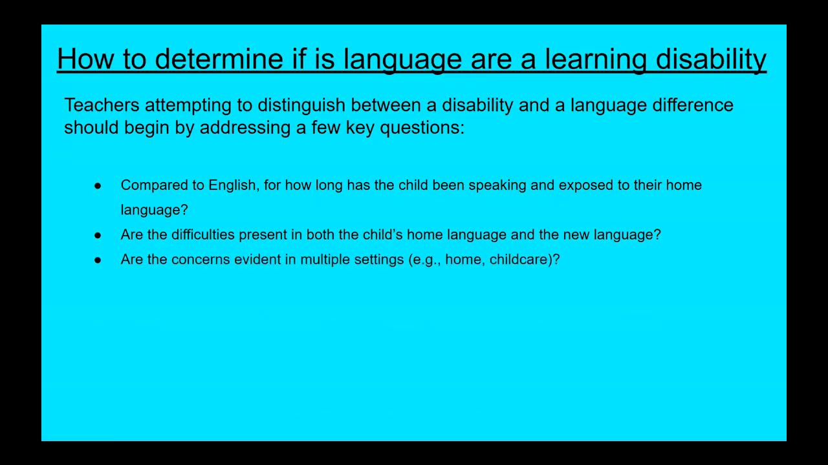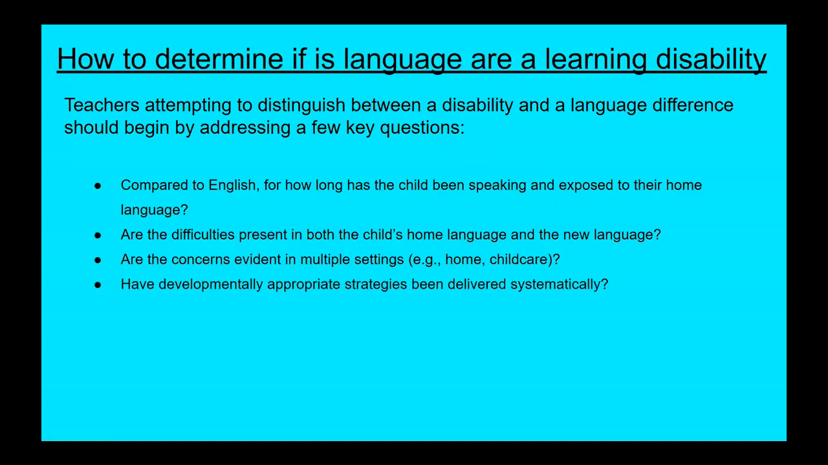Are the concerns evident in multiple settings? So this kind of ties into the other two. If the student is still having difficulty with their homework, even if it's at home in their native language, or if it's apparent in childcare or with others in their native language, if it's across multiple settings, then it may very well be a learning disability and not necessarily a language barrier.